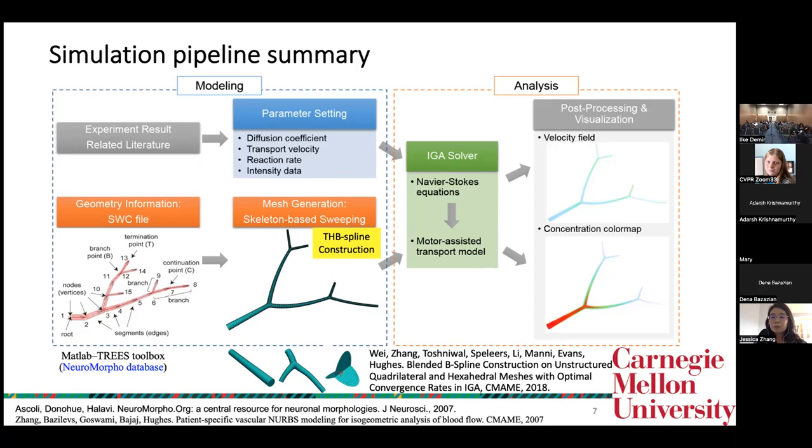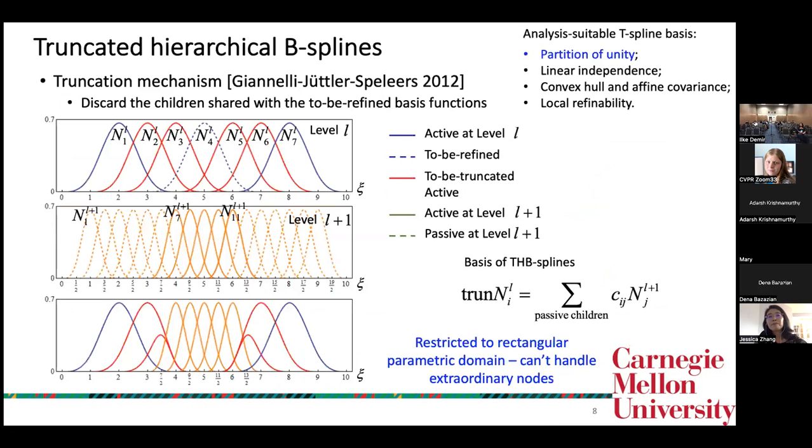For the spline models, since this is a geometric modeling deep learning workshop, I wanted to explain a little bit what kind of spline basis functions we are using. So we are using the truncated hierarchical B-spline. This idea is based on a truncation mechanism. Suppose at level l, we have those basis functions, and at N4, you want to refine it locally. We replace it with 5 children basis functions, supposing we use a cubic spline.